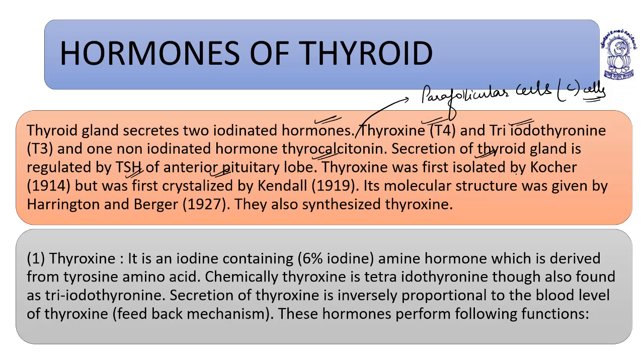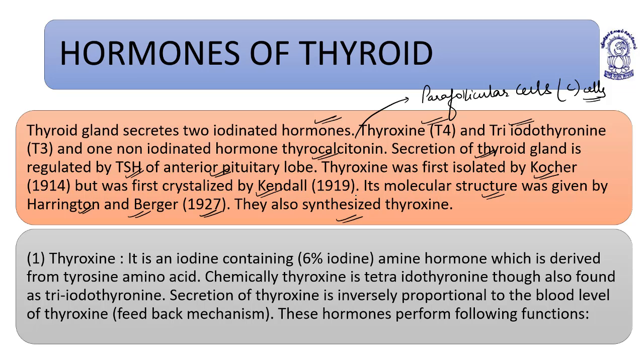Thyroxine was first isolated by Kocher in 1914 but was first crystallized by Kendall in 1919. Its molecular structure was given by Harrington and Berger in 1927. They also synthesized thyroxine.